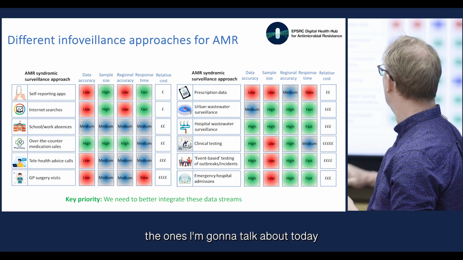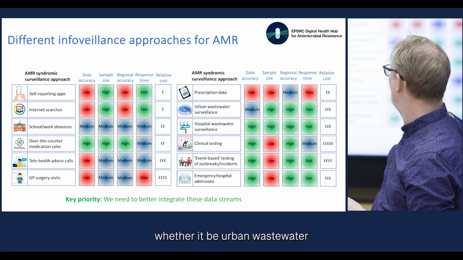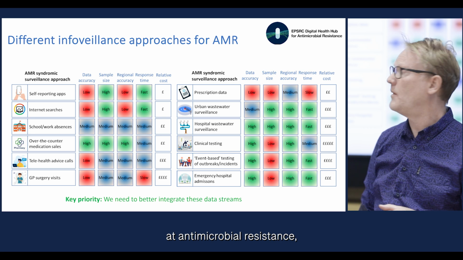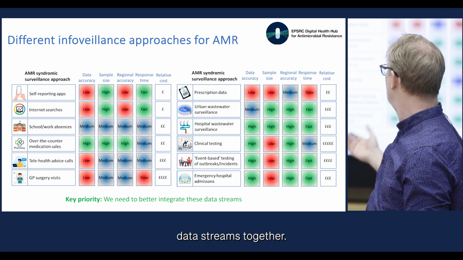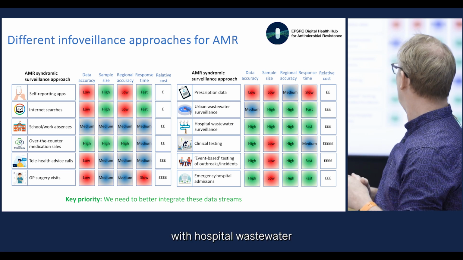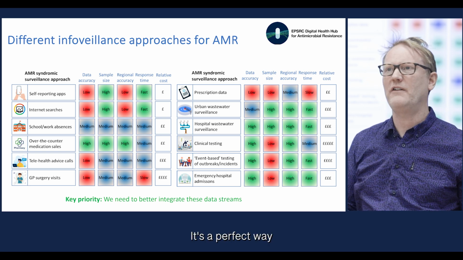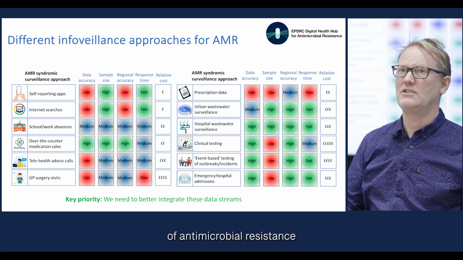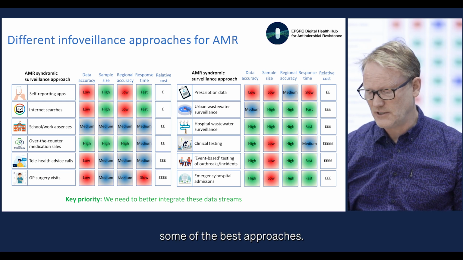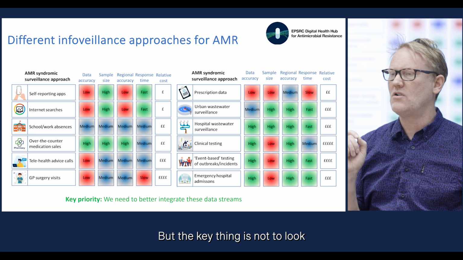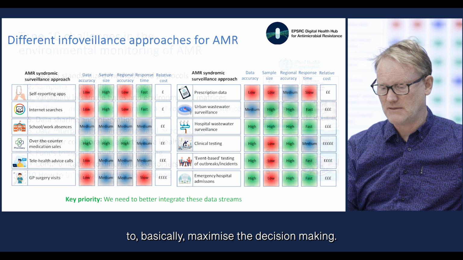And probably the ones I'm going to talk about today are things to do with wastewater surveillance. It's one of my pet subjects, whether it be urban wastewater surveillance to look at antimicrobial resistance, or hospital wastewater surveillance, and how we bring these other data streams together. My personal view, as you'll see here, with hospital wastewater surveillance, for example, is green, green, green, green. It's a perfect way to look at the flow of antimicrobial resistance genes into the environment. The same goes for urban wastewater surveillance too, some of the best approaches. But the key thing is not to look at any of these data streams in isolation. We need to bring them all together to maximize the decision making.